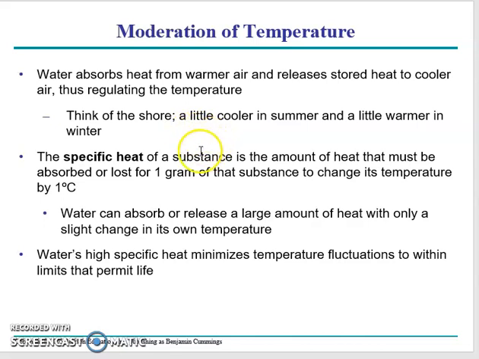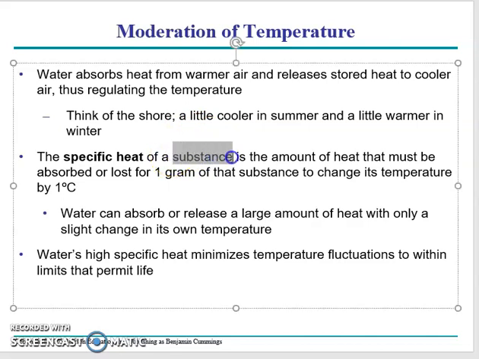So the specific heat of water, they're calling it a substance here, but of course we're talking about water, is the amount of heat that must be absorbed or lost for 1 gram of that substance, so a very, very small amount, about 1 milliliter if you're talking about water, to change its temperature by 1 degree Celsius. Okay, so in other words, this is a measure of how hard or easy it is to change the temperature of water, right?